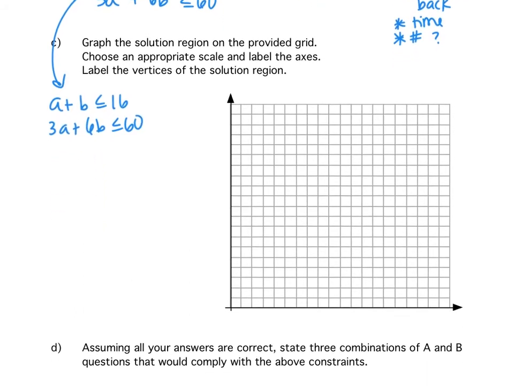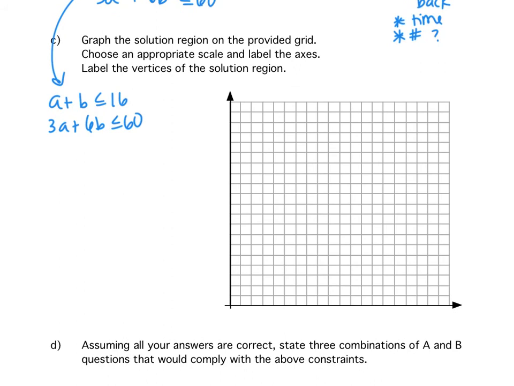Okay, so that is what I need to graph. I'm going to call my x-axis A. So instead of using A and B, we could have used X and Y, but I'm going to use A and B. So A is going to be on the x-axis, B is going to be on the Y. And again, these mean the number of type A questions, and this axis is the number of type B questions that I answer, of course.